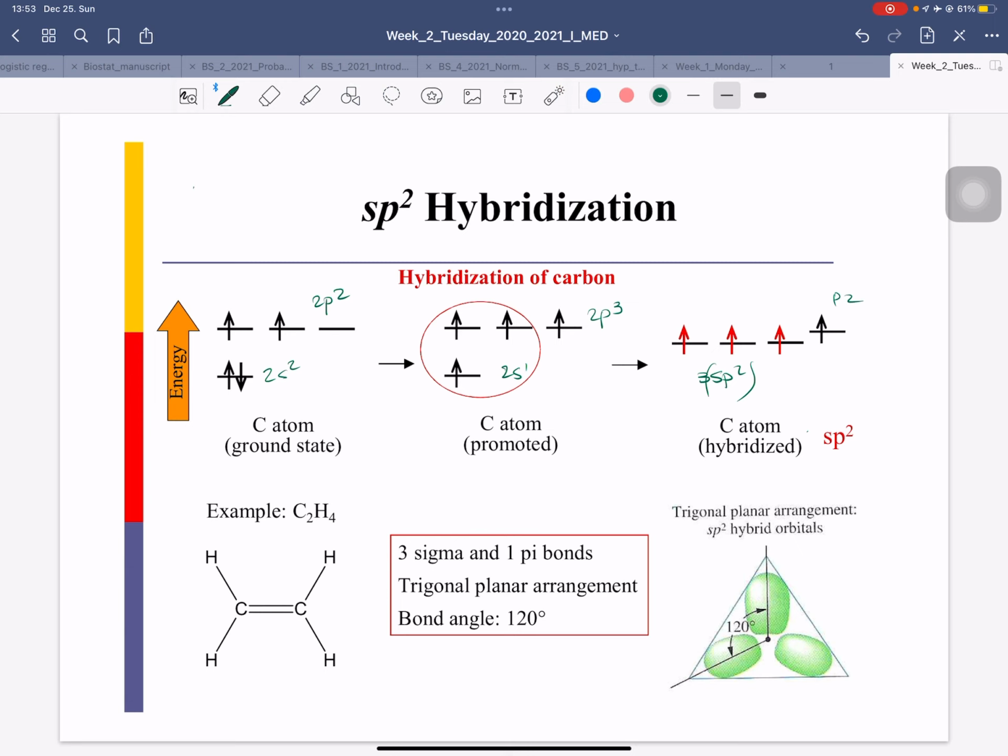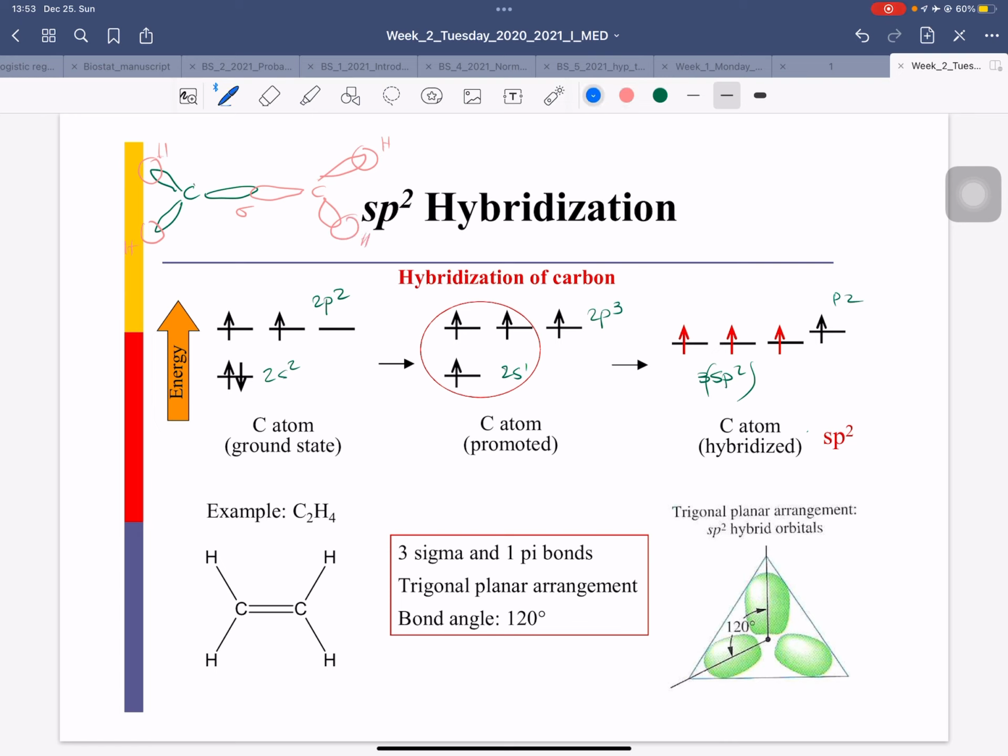If you see, I can show you. It is sp2, it is sp2, it is sp2 for the first carbon. For the second carbon again, this is sp2, this is sp2, it is sp2. One sp2 makes a sigma bond. The other sp2 with hydrogen makes another sigma bond.